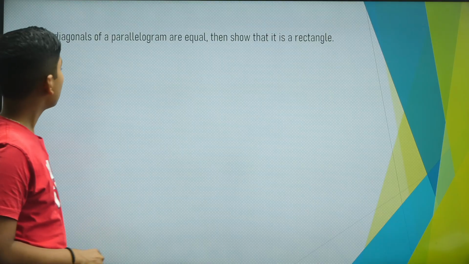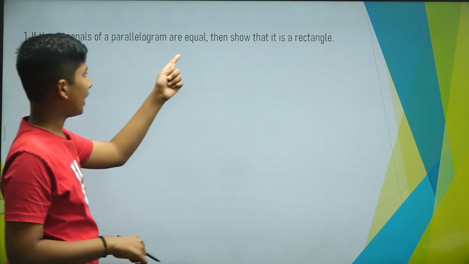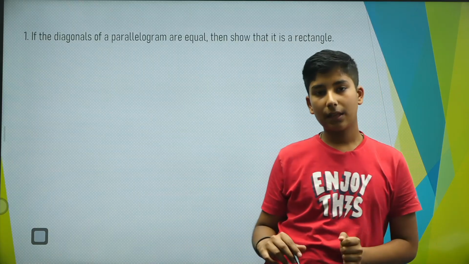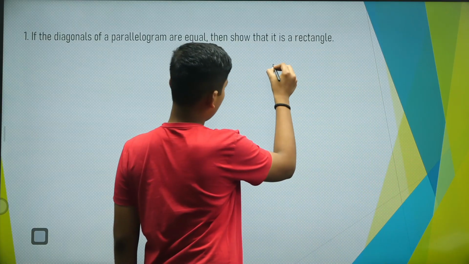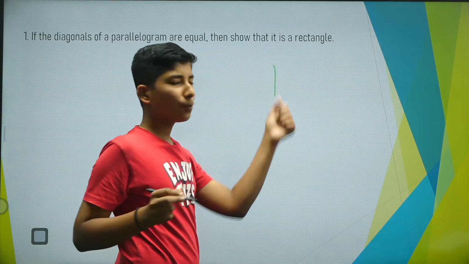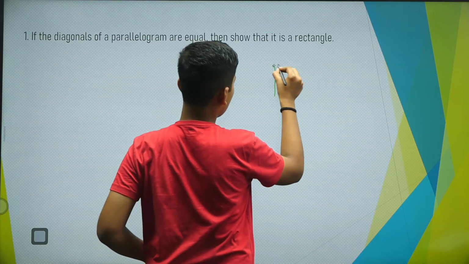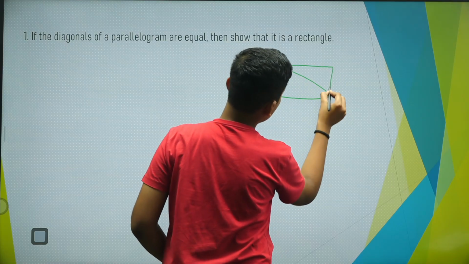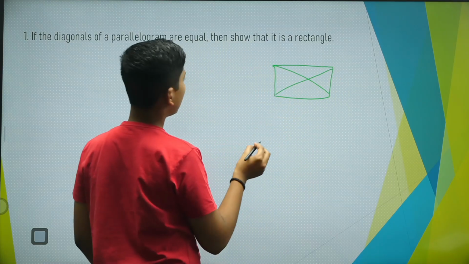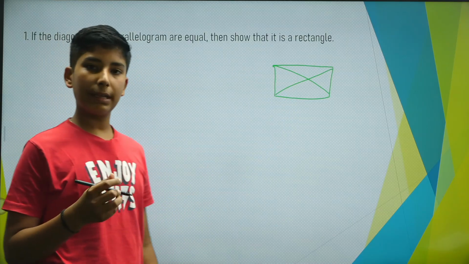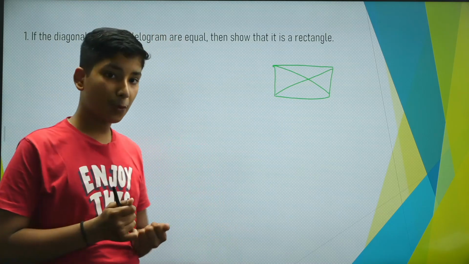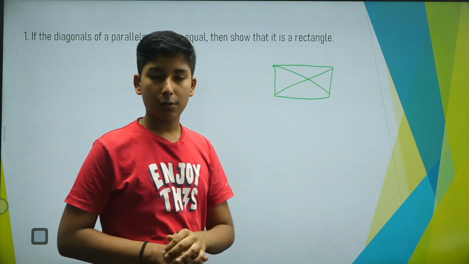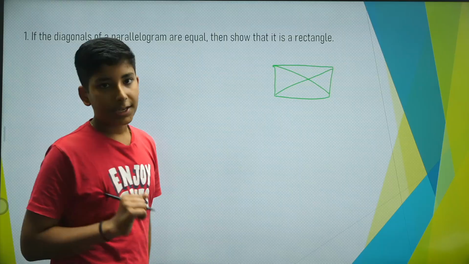If the diagonals of a parallelogram are equal, then show that it is a rectangle. It is given that there is a parallelogram, and we have to prove that it is a rectangle. The diagonals are equal. So how do we prove it? To prove it is a rectangle, we have to prove any one of its angles is 90 degrees.